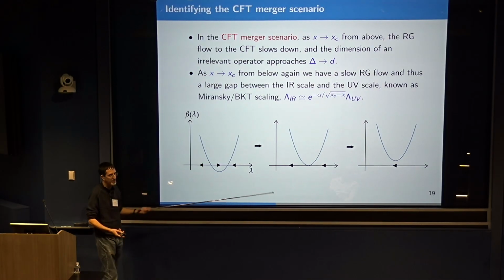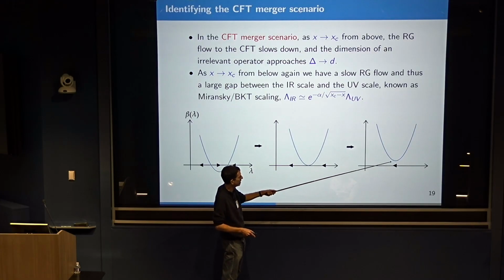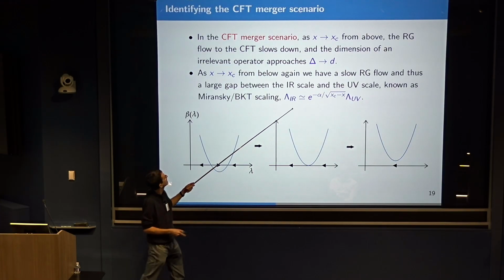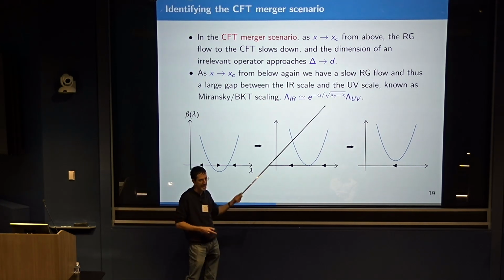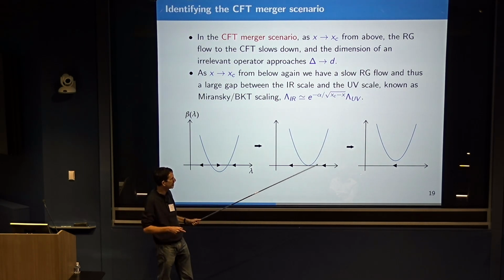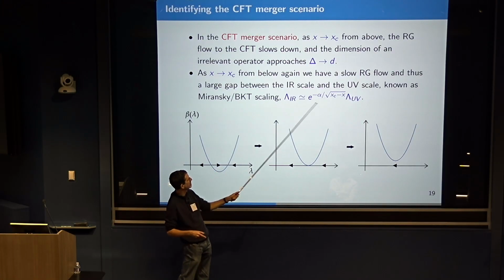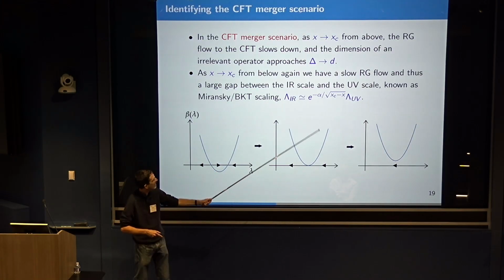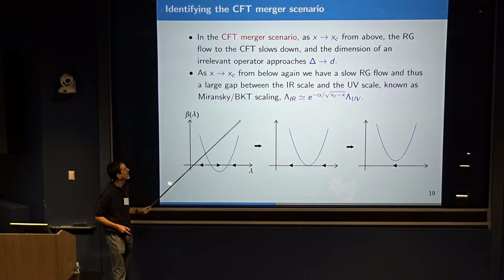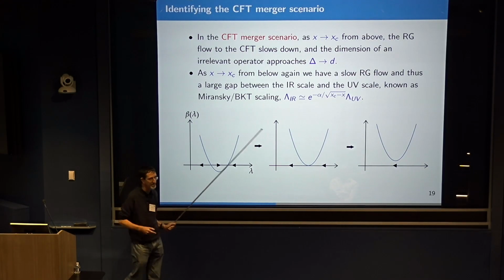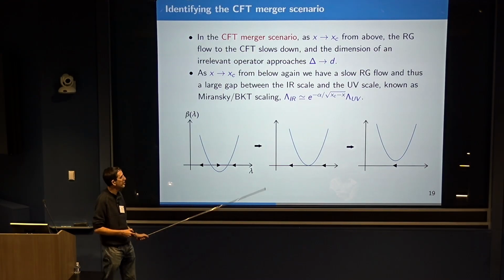If we have x approaching xc from below, then as I mentioned, we have this, again, very slow renormalization group flow because the beta function is very slow here. And in this case, we actually have this very large gap forming between the infrared scale, say the scale of f pi in the chiral Lagrangian that you would get at low energies, and the high energy scale. So they're related in this case by this famous exponential factor, because of this very slow RG flow. So this is what's known as Miransky and BKT scaling, which, of course, Igor also mentioned, this BKT transition, in his talk. So this is maybe the more traditional scenario.